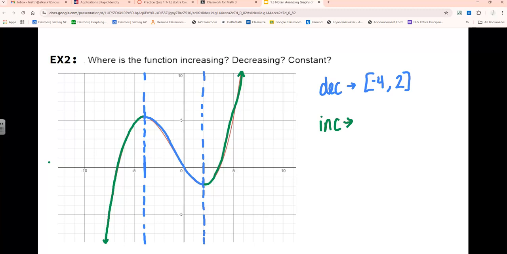So you're increasing at -infinity all the way up until you get to -4. So your increasing section will be -infinity to -4, and then we'll use a union symbol, and then from 2 to +infinity. Okay, questions?